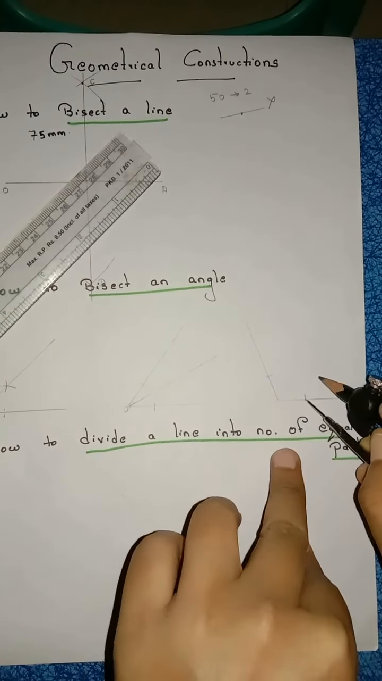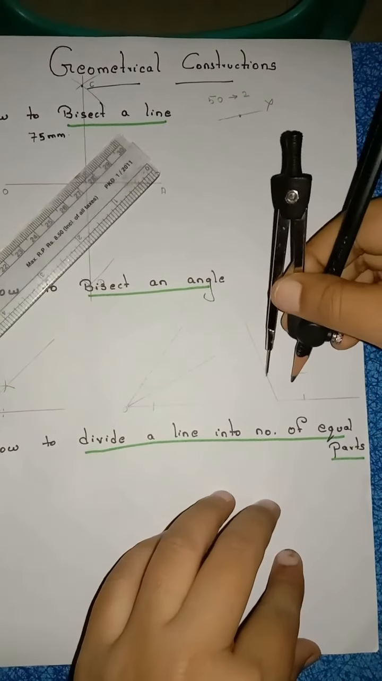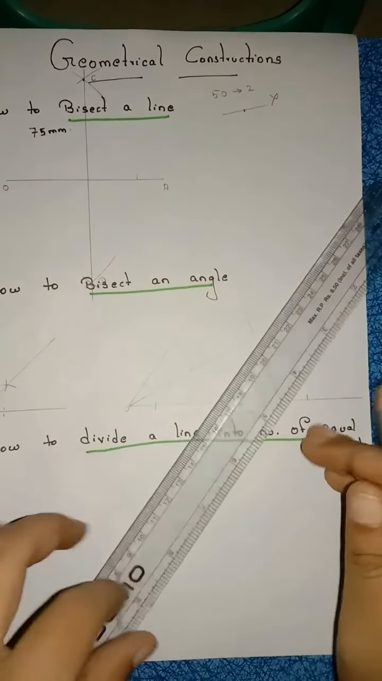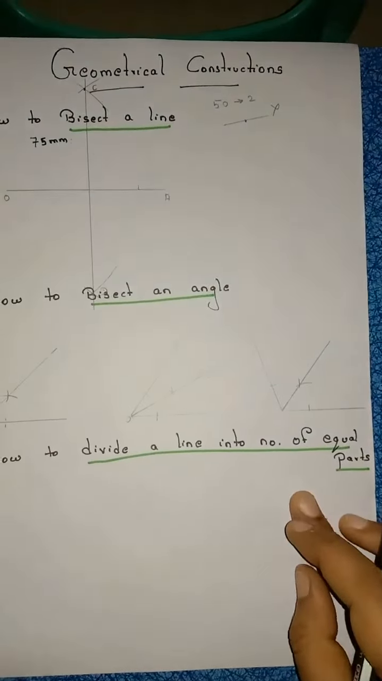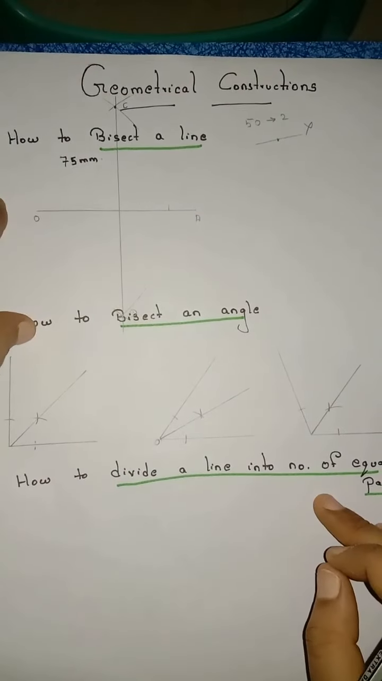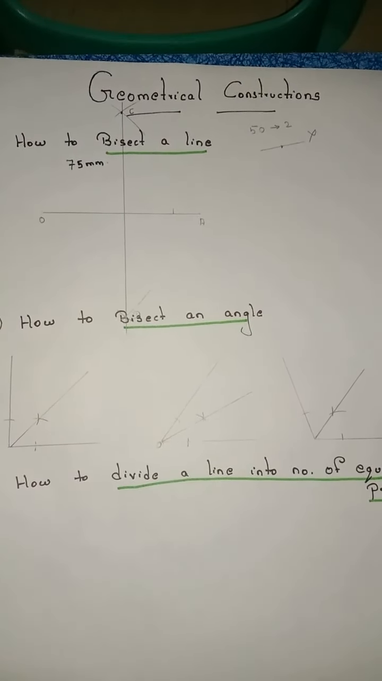Keep your compass on the first arc, draw an arc in the middle, then keep your compass on this arc and cut this one. Now join this. This is nothing but bisecting an angle. Please remember, if you bisect a line, take more than half. If you bisect an angle, take less than half.